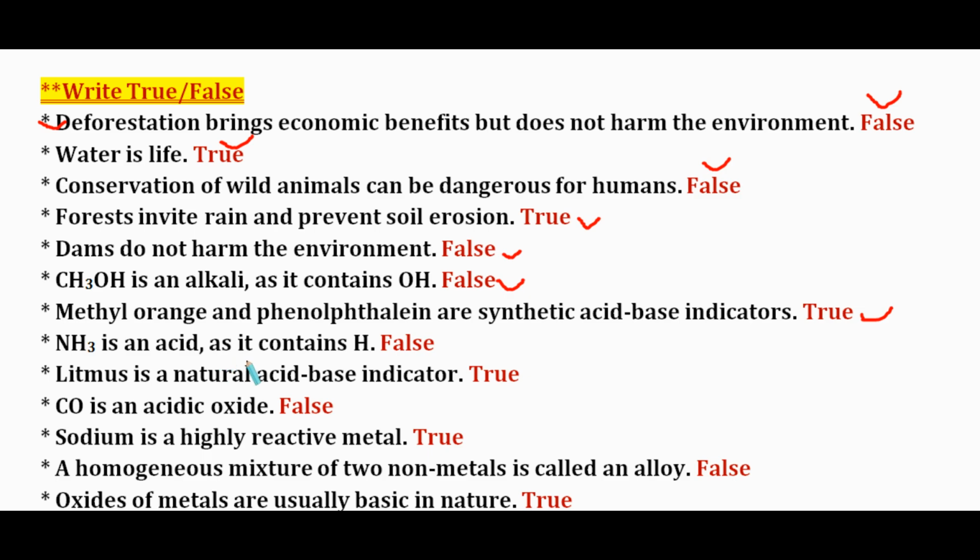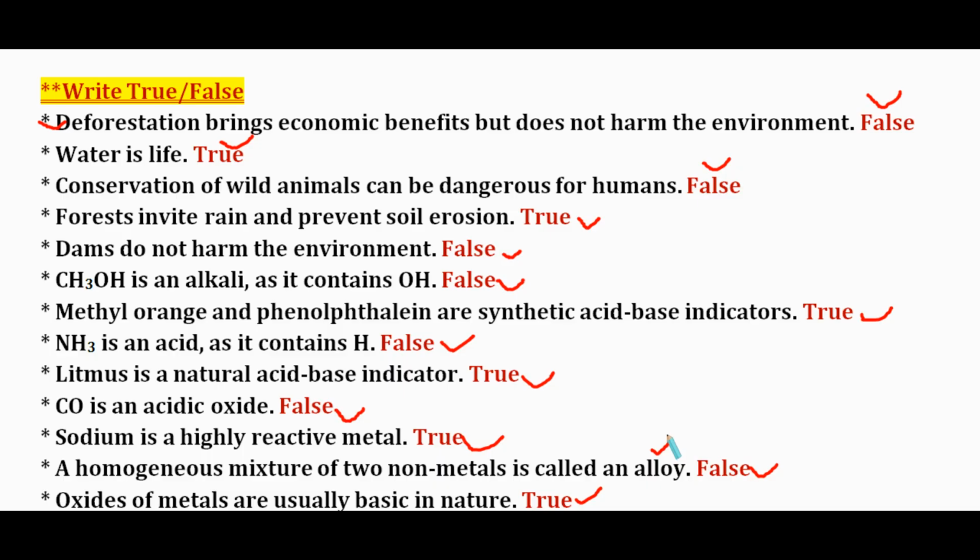True. NH3 is an acid as it contains H. False. Litmus is a natural acid-base indicator. True. CO is an acidic oxide. False. Sodium is a highly reactive metal. True. A homogeneous mixture of two non-metals is called an alloy. False. Oxides of metals are usually basic in nature. True. A homogeneous mixture of metals and non-metals is possible. Mixture of metal and metal, or metal and non-metal, or non-metal and non-metal.